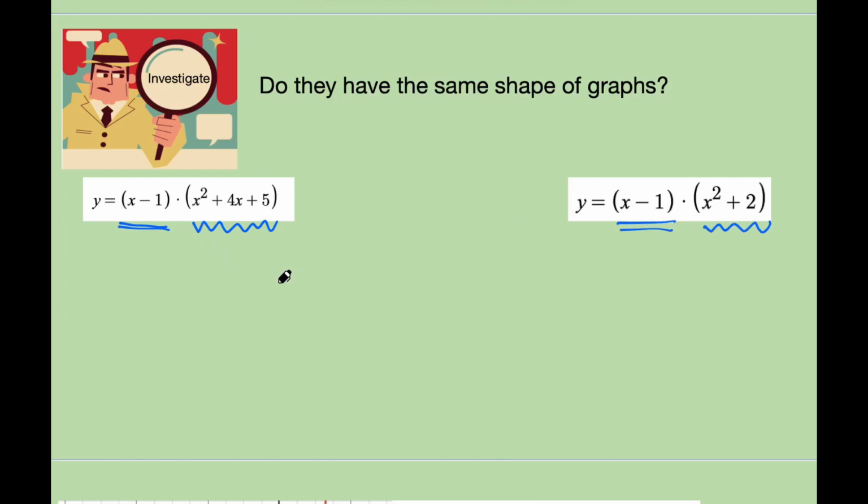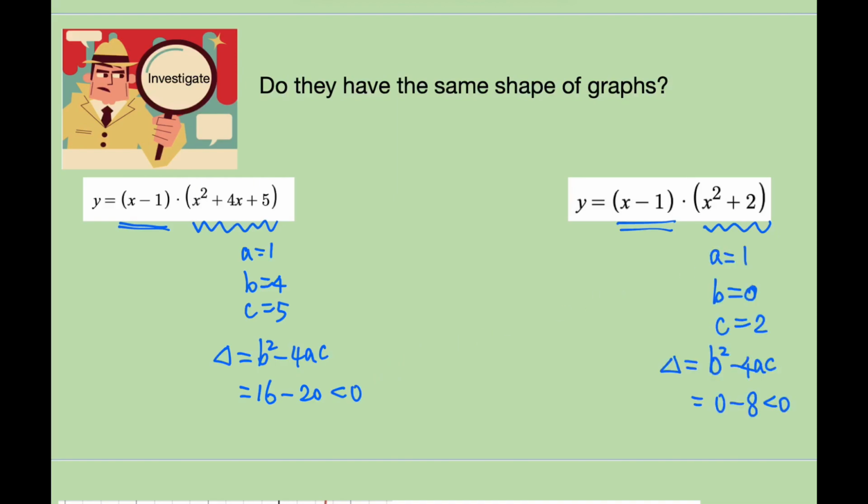And then we are going to check. For this one, the a value is 1, b value is 4, and c is 5. The discriminant is b squared minus 4ac. Then we will have 16 minus 20, which is less than 0. For the second function, the quadratic factor, similarly, the discriminant is less than 0. That means the graph of the cubic function will be climbing up double hills.